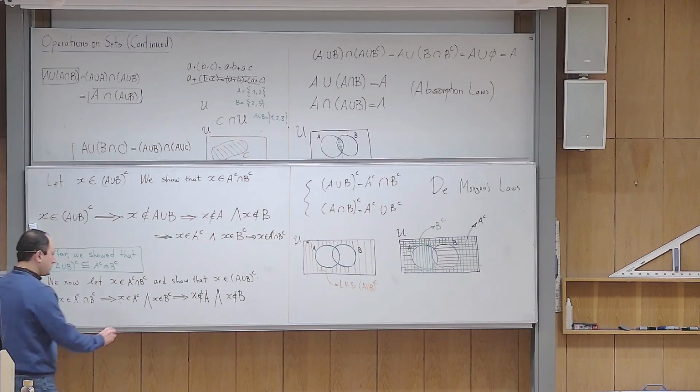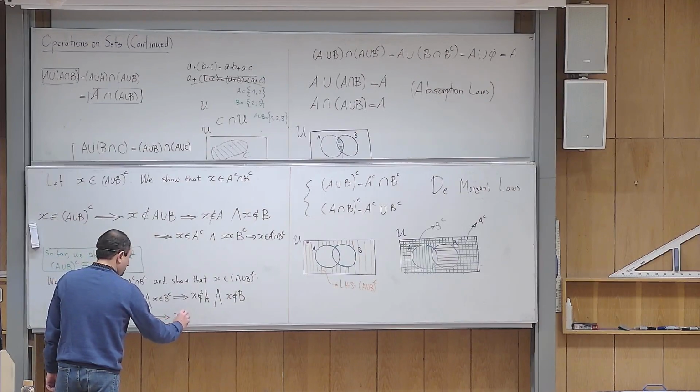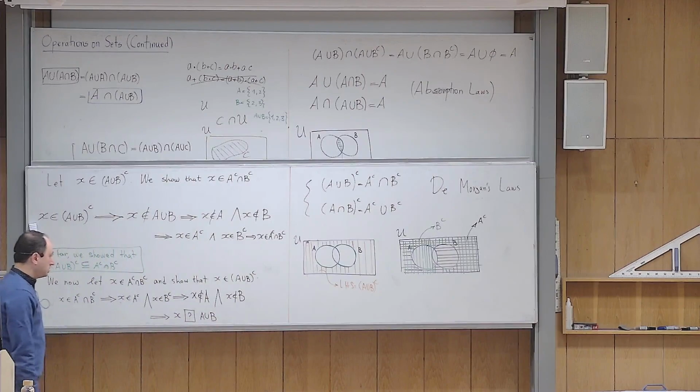Okay, let me ask you something. I want to write X, then a question mark which I want you to answer, and then A union B. How do you write this? I want you to put a symbol there, which is true.